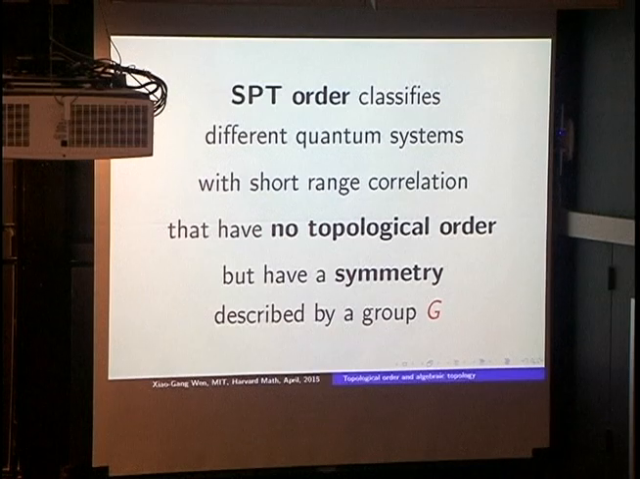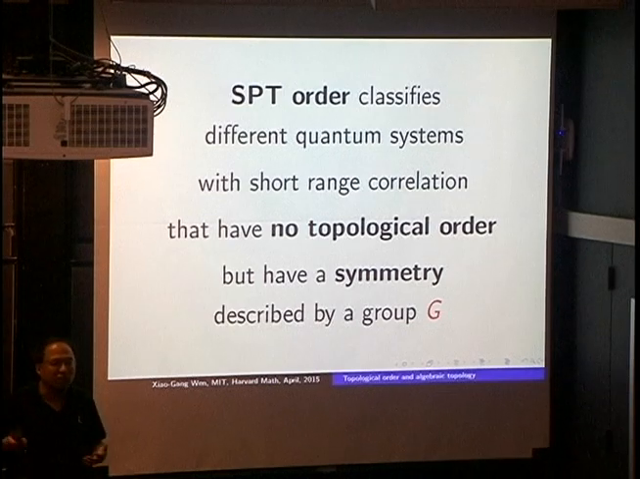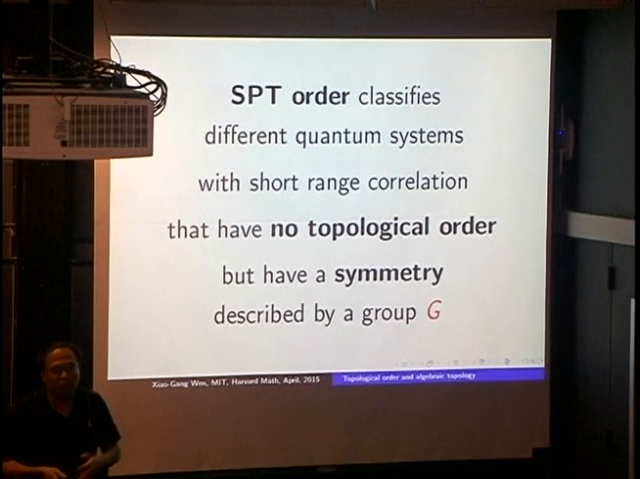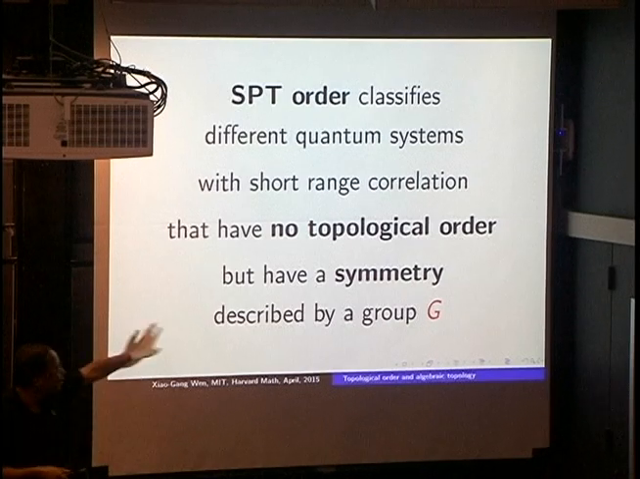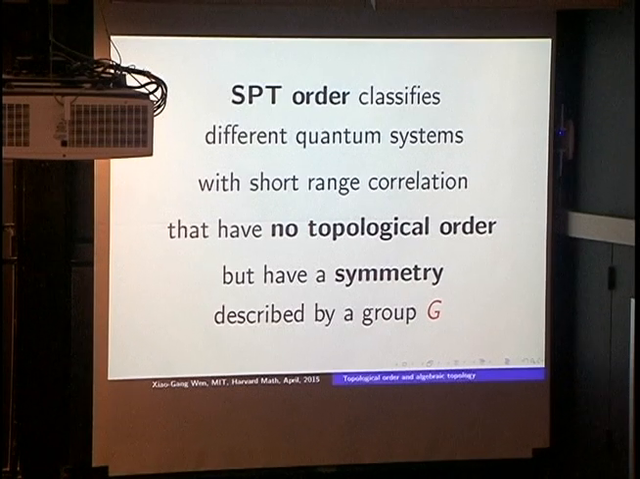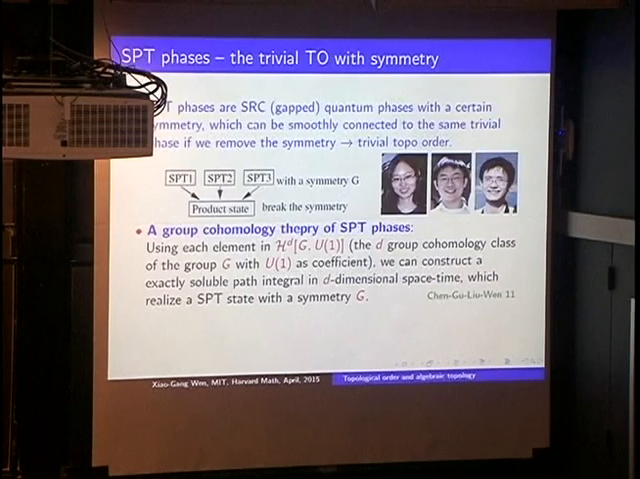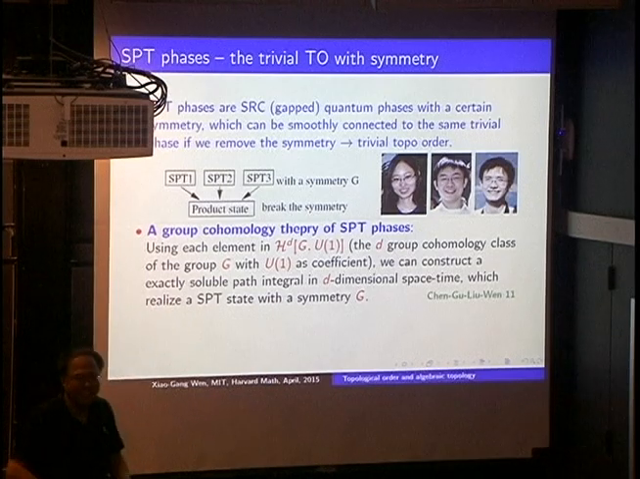So what is the classification? And this problem is much simpler. And we can have a systematic answer for any dimension. We only have a partial answer for 2+1 dimensions, but here we can have a systematic answer for any dimension. Actually, the answer is group cohomology, basically. And this turned out to be the partial answer at the end.